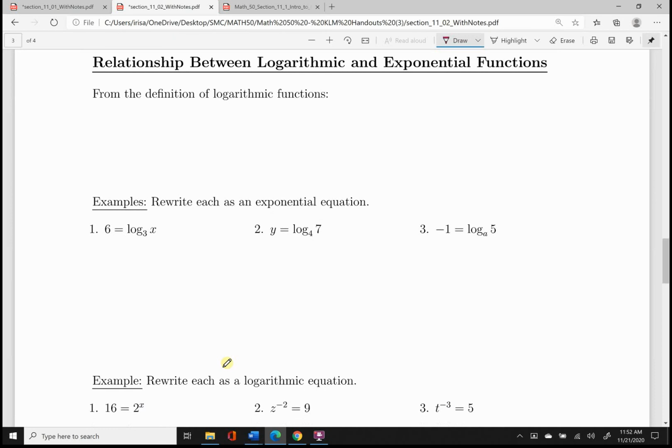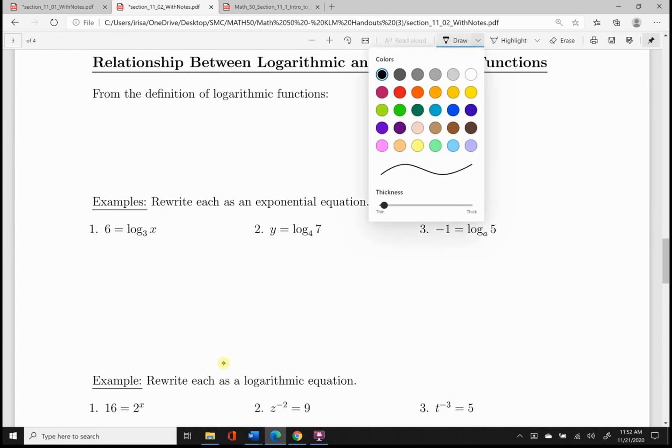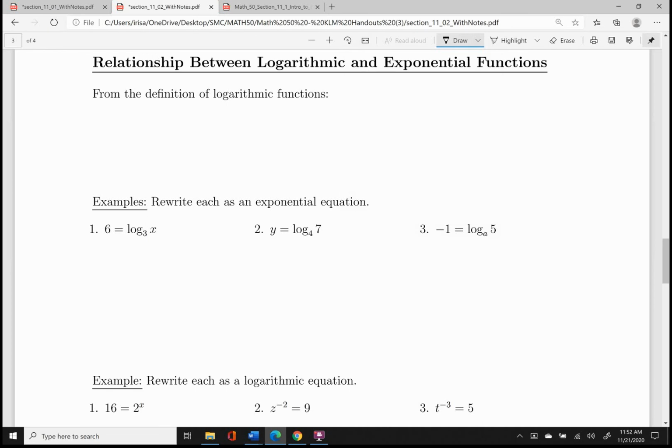Let's go ahead and practice converting and also finding the exact values of some logarithms by reiterating this definition in terms of logarithmic functions and their corresponding exponential equation counterparts. So if you have log base A of B equals C, then that's equivalent to A to the C power equals B.